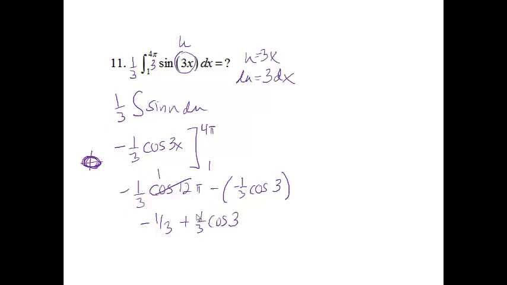I don't know what the cosine of 3 is, so I'm just going to leave it as the cosine of 3. The final thing that I can do on this one is factor out a 1/3. So I will get 1/3 times negative 1 plus the cosine of 3. And that will be my answer.